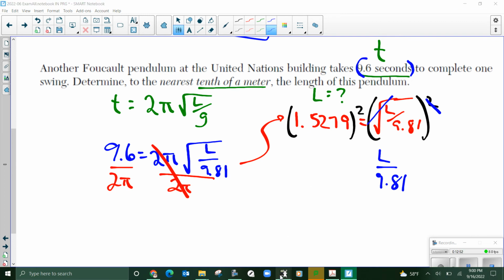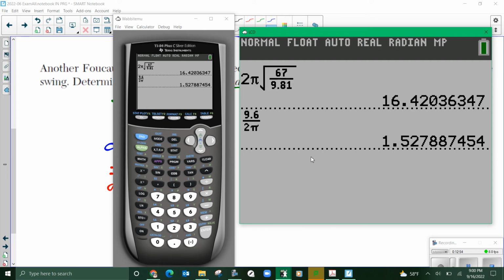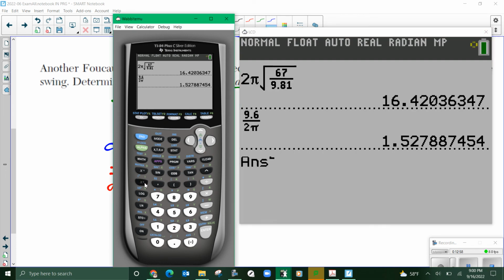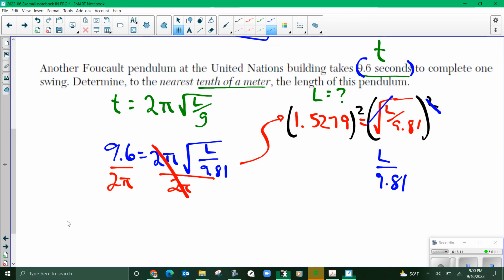So I'm going to go back to my calculator. And I'm going to square the unrounded answer. Okay? If I just hit the square button, it's going to square my previous answer, which was this. And it's 2.3344, let's call it. But again, we're going to leave this here. Okay? So we've got 2.3344.